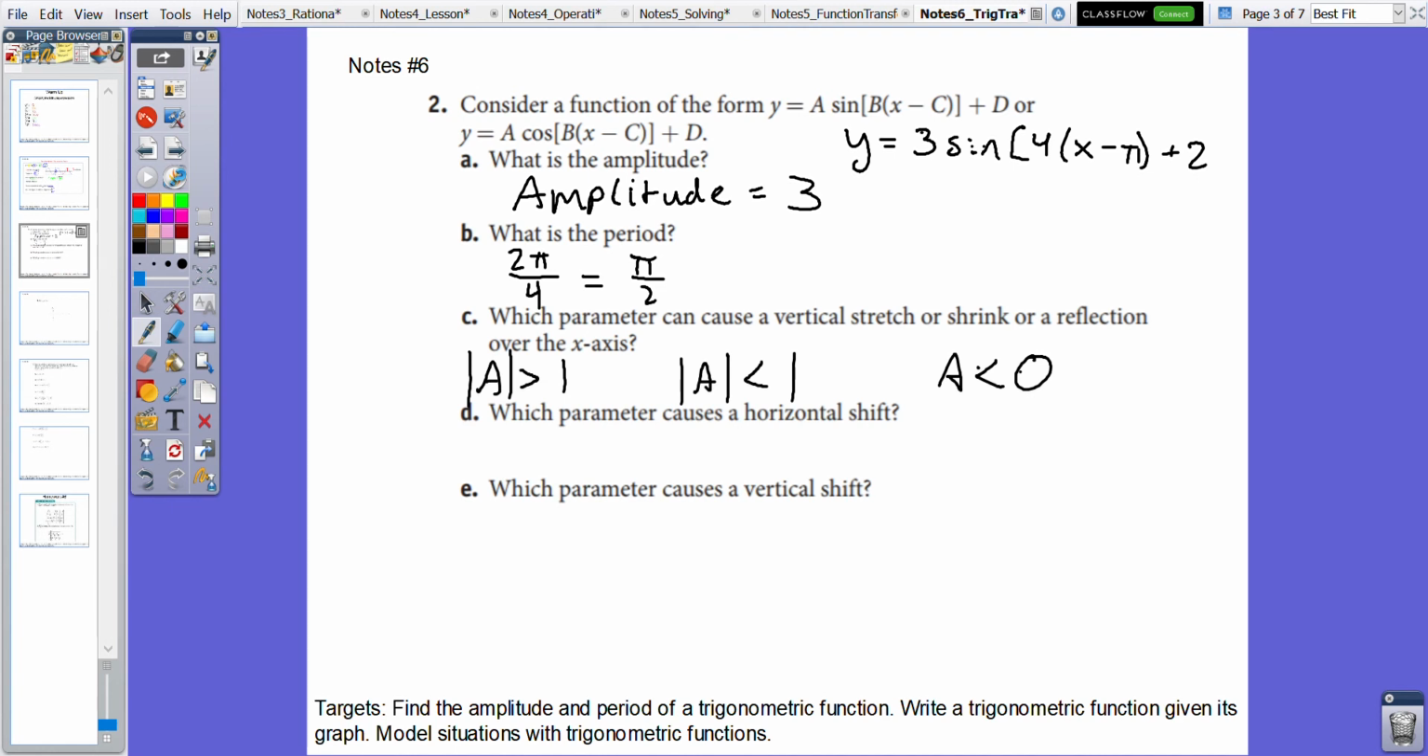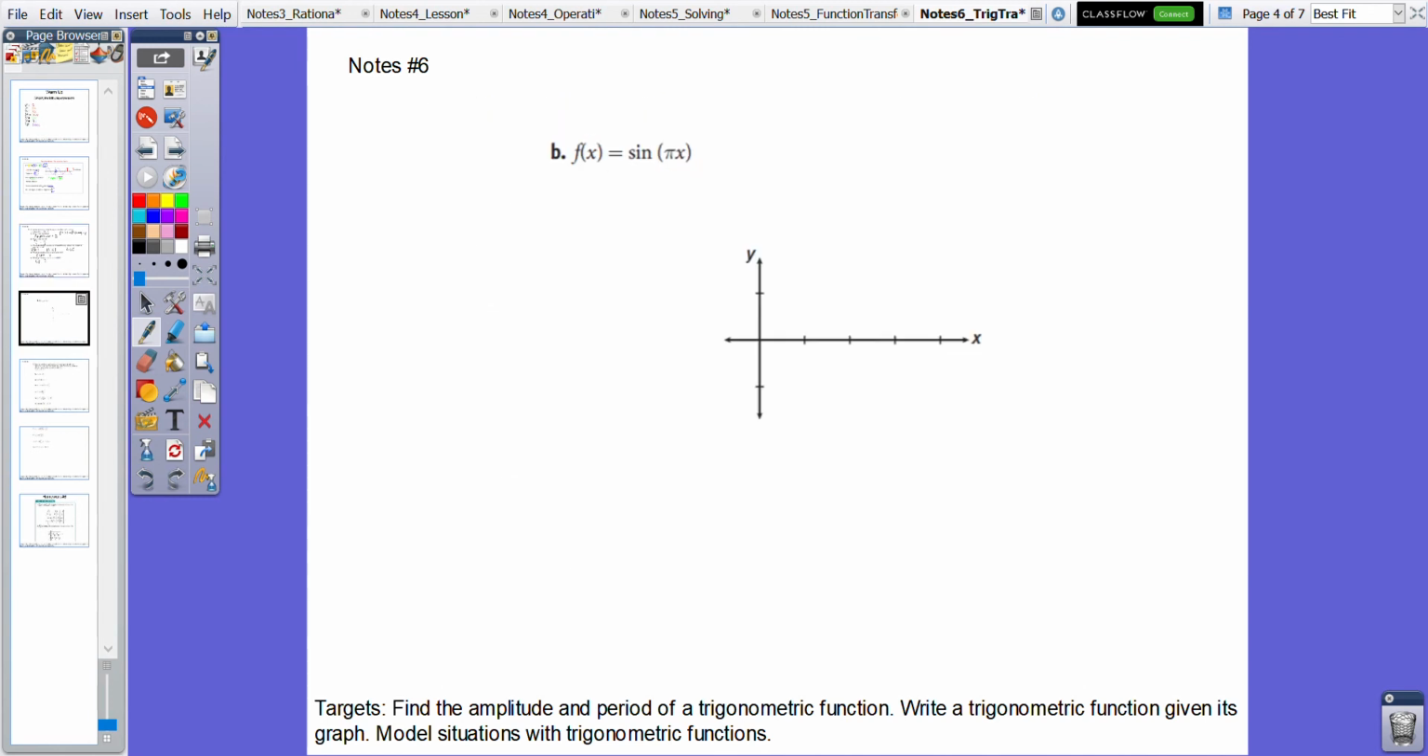Okay, looking at the horizontal shift, what's my phase shift here? Well, that's going to be this C, and we always look at the opposite signs. The opposite value of a negative pi is going to be positive pi. So that means we're going to have a horizontal shift to the right, a distance of pi. Okay, and then what parameter causes the vertical shift? Well, that's the d value, the one that's independent of the function, and that's going to be a value that goes up 2.